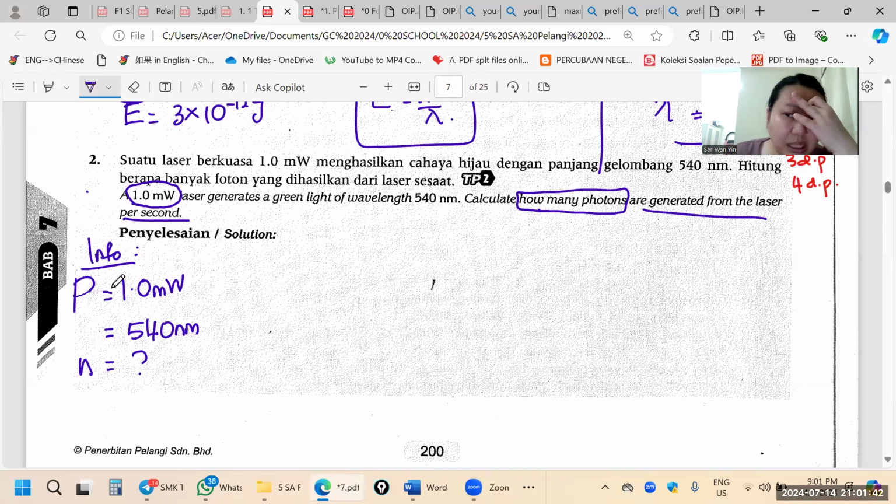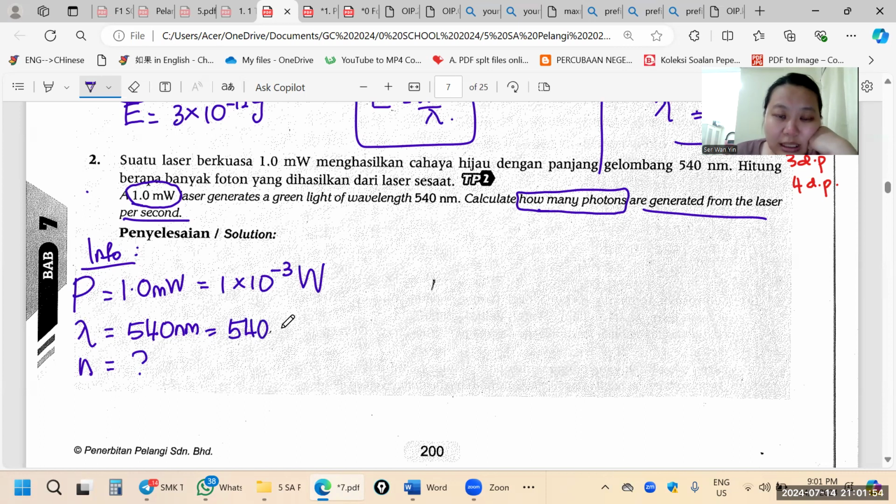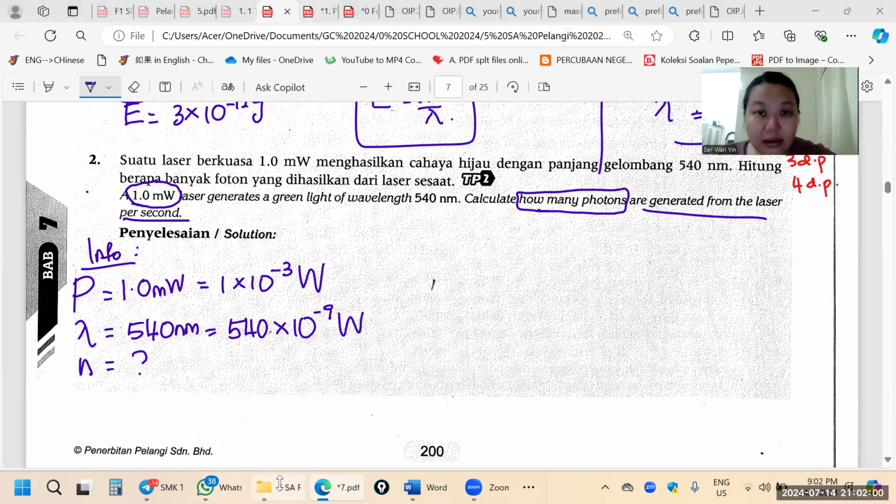Oh, now I find out one thing that can help you. Actually this is P, power, and this is lambda. So please change to 1 times 10 to the power of negative 3 watts. This is 540 nano, which means times 10 to the power of negative 9 meters.